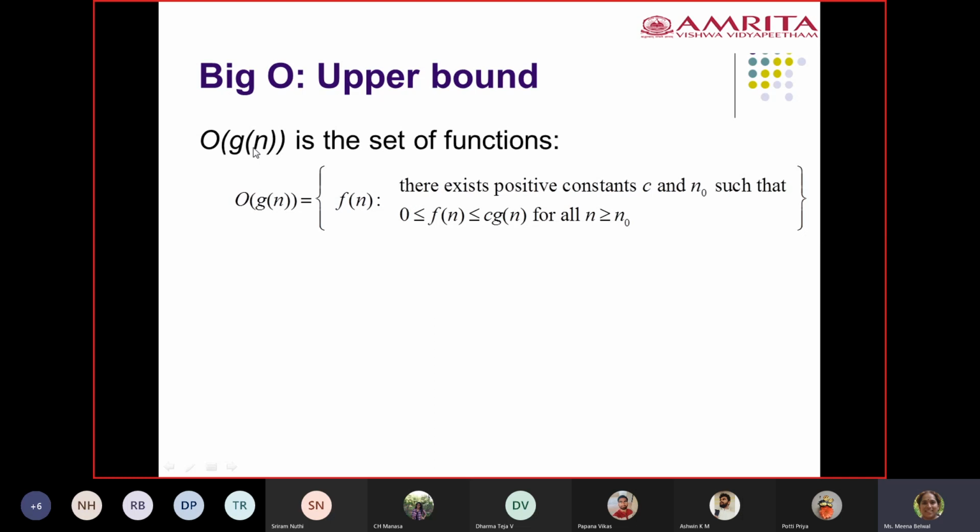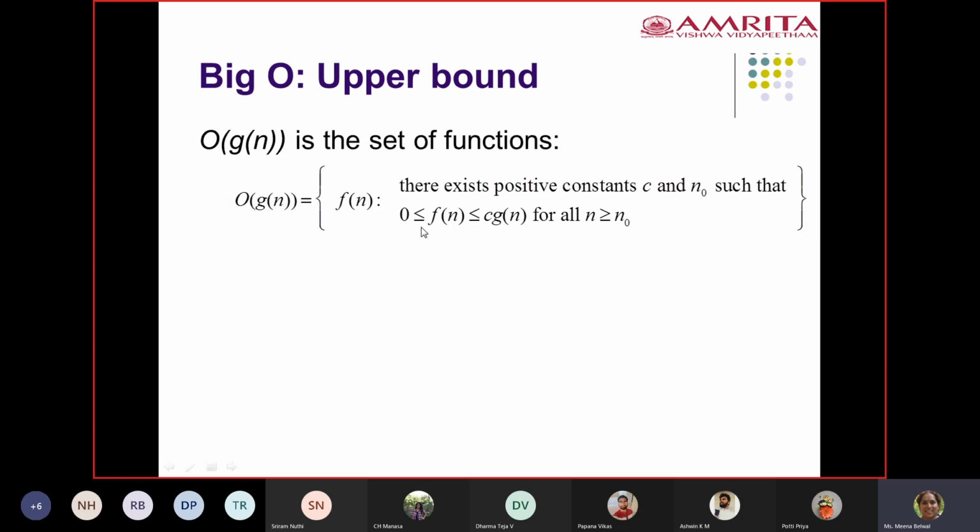Big O of g(n) is a set of functions, with this definition, wherein we say that f(n) is big O of g(n). What is the meaning of O of g(n)? We have a function f(n) and another function g(n), and we say that f(n) is big O of g(n) if there exist positive constants c and n0. Both have to be positive constants, meaning they cannot be negative.